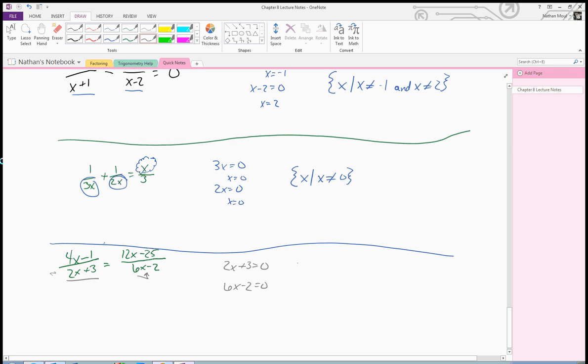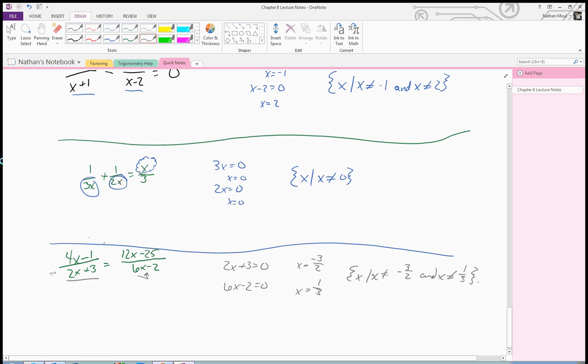In this case, I'll go ahead and just solve these. I'm fairly certain you can do that. If not, I'll have another video up. This will be 1/3. Okay, so our solution set will be x such that x does not equal negative 3/2, and x does not equal 1/3.